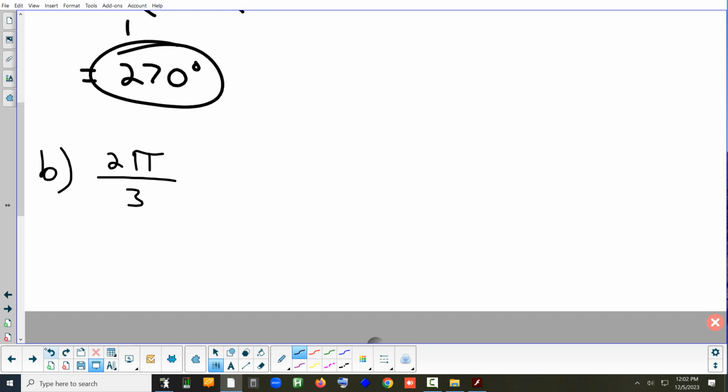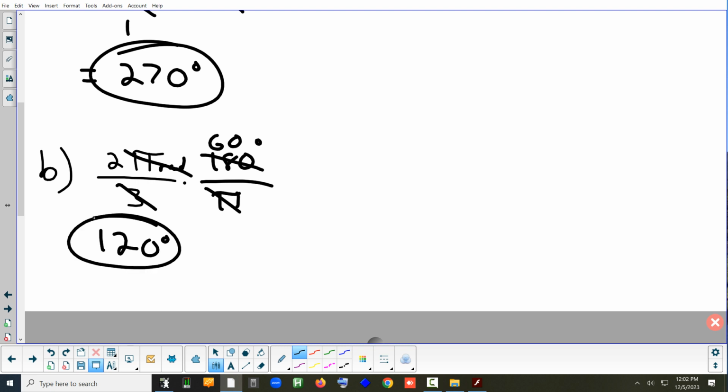Let's finish up with this one. Pretend like it says radians right there. Where's radians going to go to cancel out? In the bottom. And what number do we always put with radians? Pi. That means 180 goes in the top. 3 goes into 180 how many times? 60. And what's 2 times 60 degrees? 120.